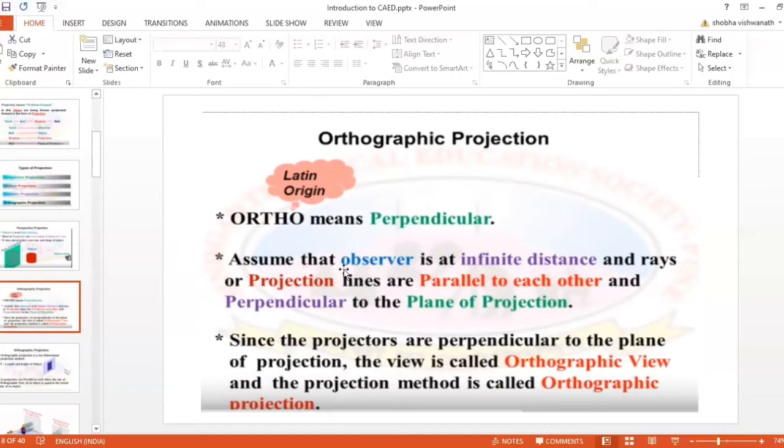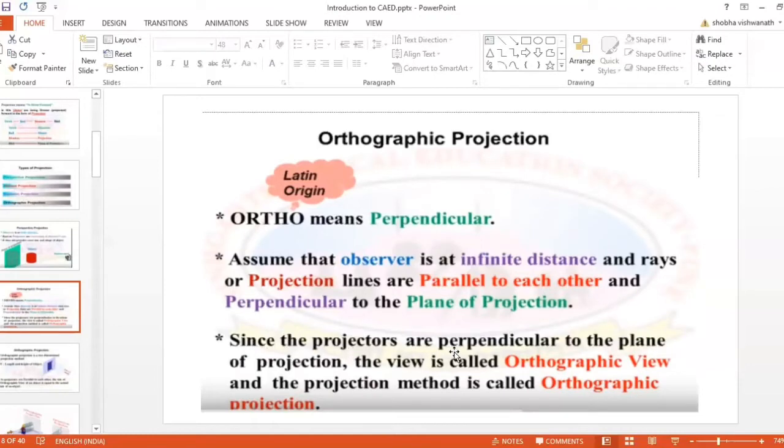I give an example. Assume that the observer is at infinite distance, and the rays, that is the projection lines, will be parallel to each other and perpendicular to the plane of projection. That means you are going to project the object orthographically, that is, perpendicular to the plane of projection. There is a meaning to this.